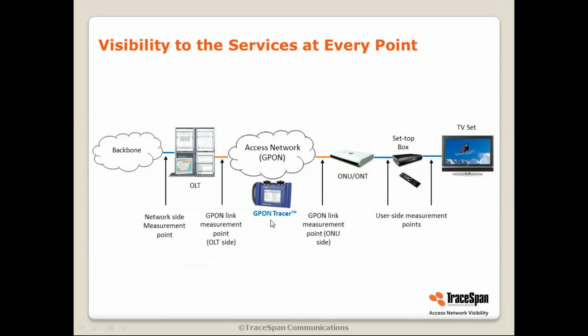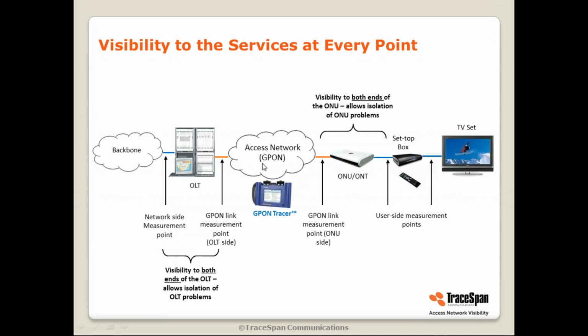We put here in this diagram GPON Tracer, which is an equipment provided by TracePan that can give you visibility on the PON. And then if you have access to the OLT side, and usually the OLT's management or some other tools you have in your central office give you this visibility, then with the visibility that you get to the fiber side of the OLT, you're actually seeing both sides of the OLT. So if something goes wrong, you can see what goes into the OLT on one end and what comes out on the other end, and determine if this is a problem with the OLT.